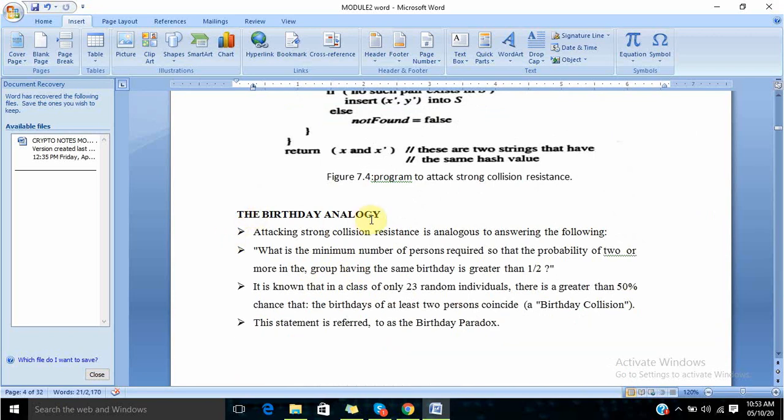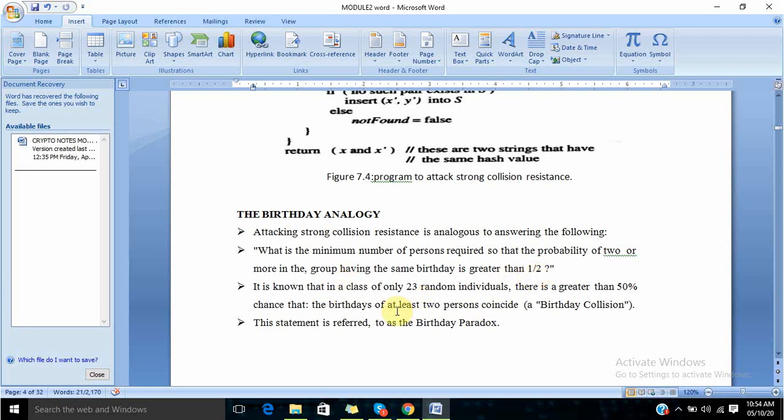Next one is the birthday analogy. This is one more concept, so let us understand it. What is this birthday analogy? Attacking strong collision resistance is analogous, that means similar, to answering the following: what is the minimum number of persons required so that the probability of two or more in the group having the same birthday is greater than half? Whenever we read this, students, you might be a little confused, so they have given an example in the next line.